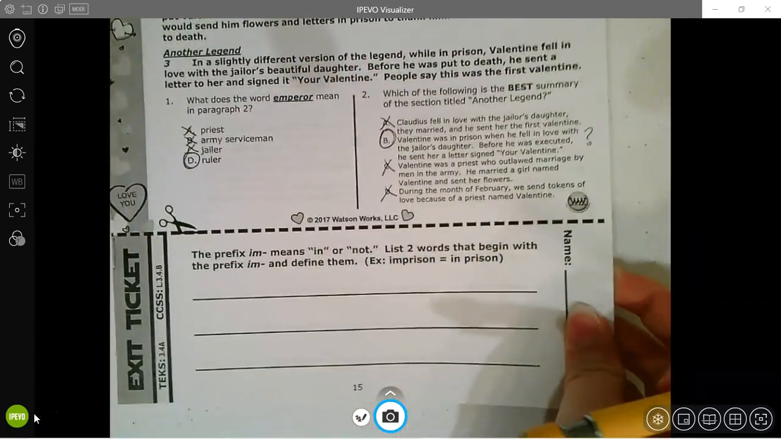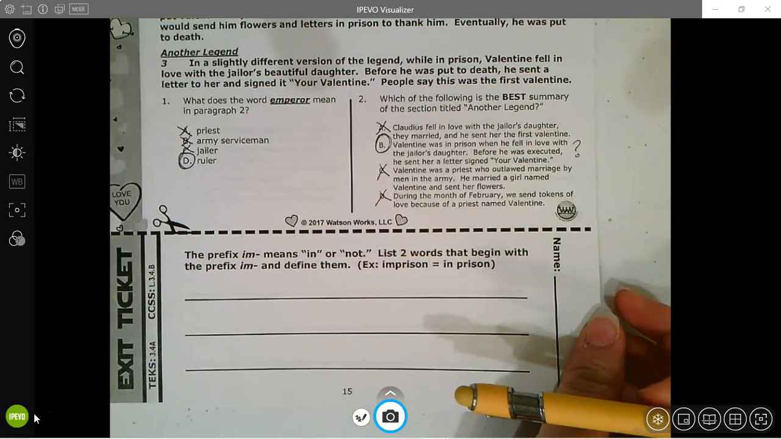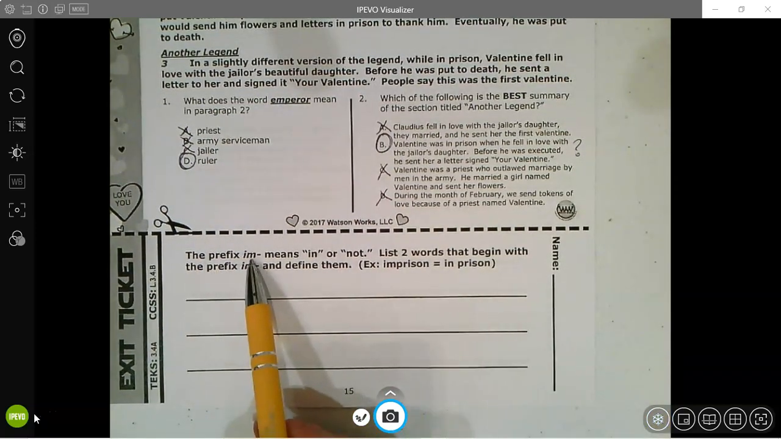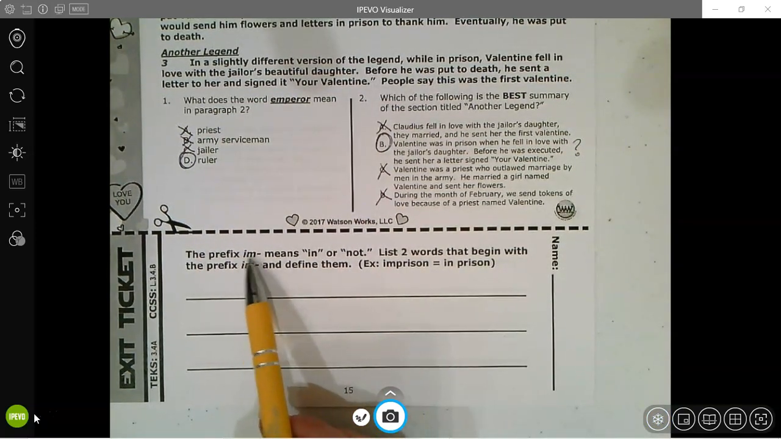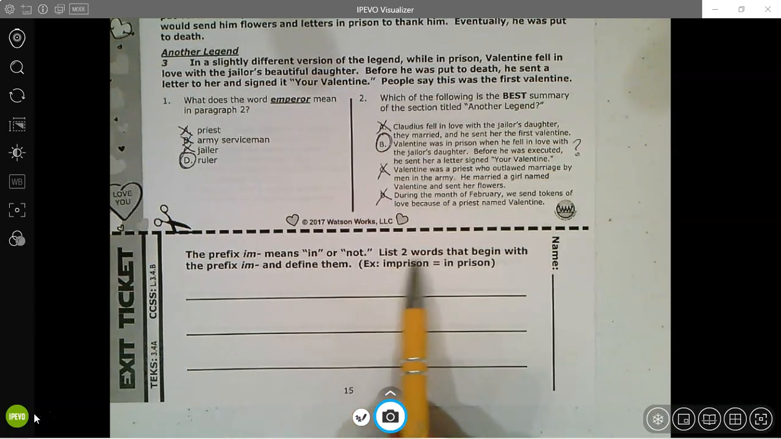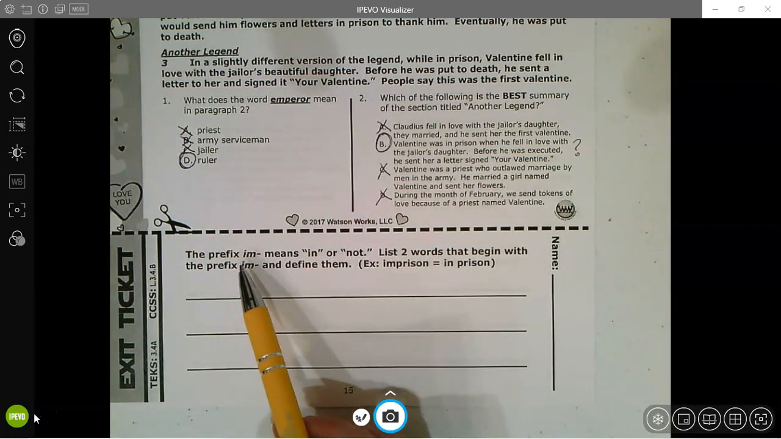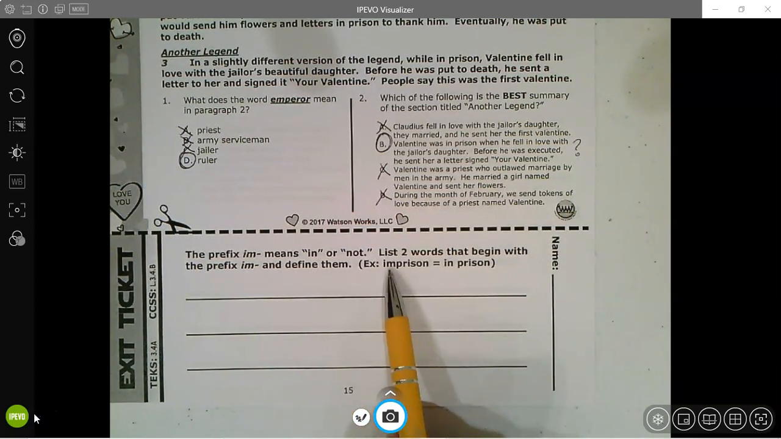Okay. The exit ticket. We're going to do this one together. So the prefix im means in or not. List two words that begin with the prefix im, and define them. So in prison means in prison.